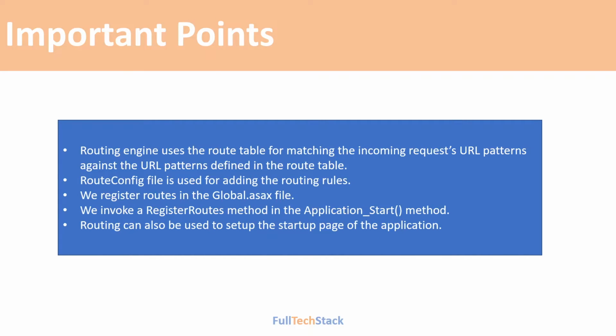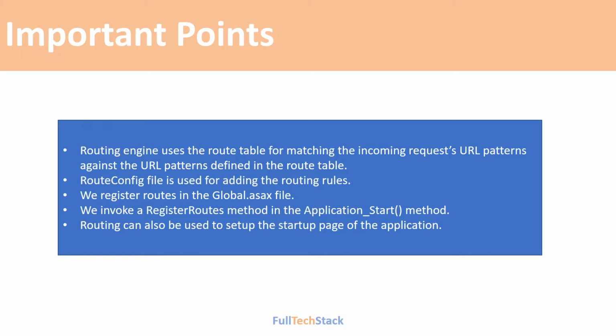Let us now look at some important points related to ASP.NET MVC 5 routing. First, the routing engine uses the route table for matching the incoming request URL patterns against the URL patterns defined in the route table. That sounds a bit complicated, but this simply means that the routing engine uses the route table to determine the target action and controller of the incoming request URL.